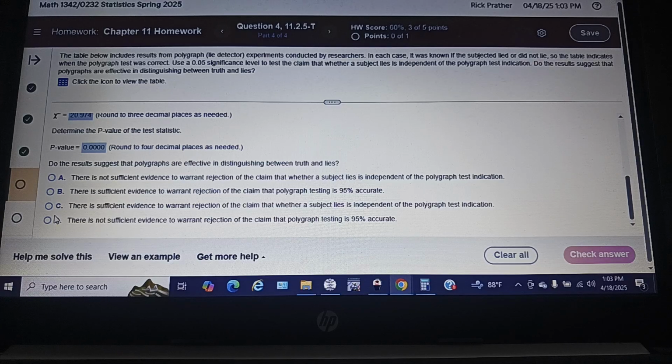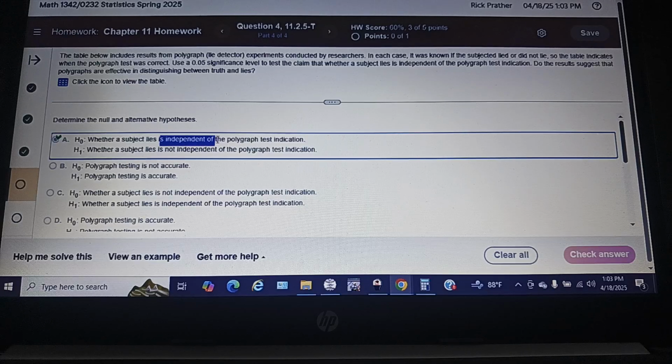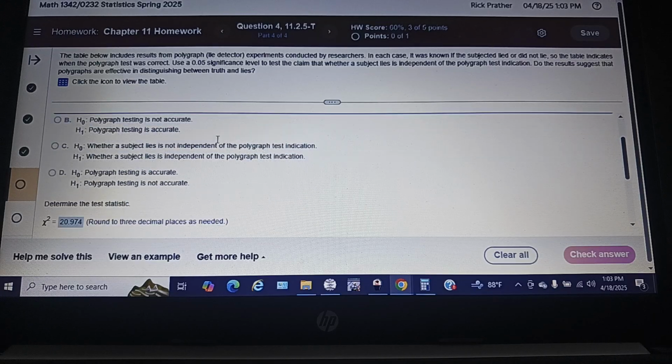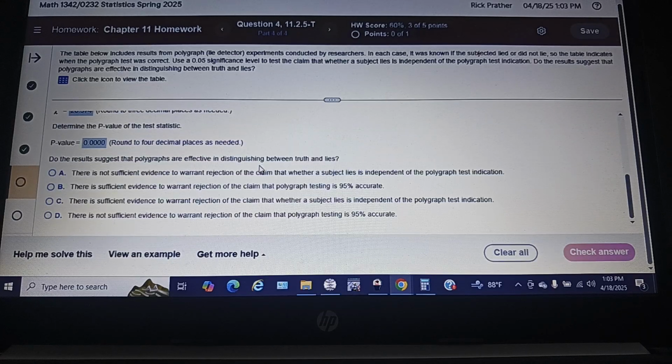So they're not even making me say reject the null. There is sufficient evidence. Do the results suggest that polygraphs are effective in distinguishing between truth and lies? So if they were not effective, then the null would be true, that it's independent. You can tell a lie and they can't tell. If you reject the null and agree with the alternate and they're not independent, then that means you're more able to tell who's lying and who isn't. So there is sufficient evidence to warrant rejection of the claim.